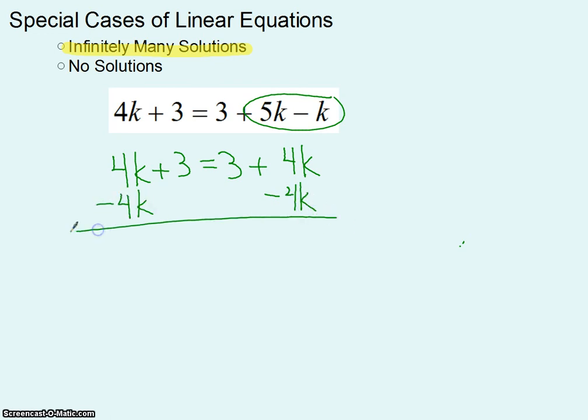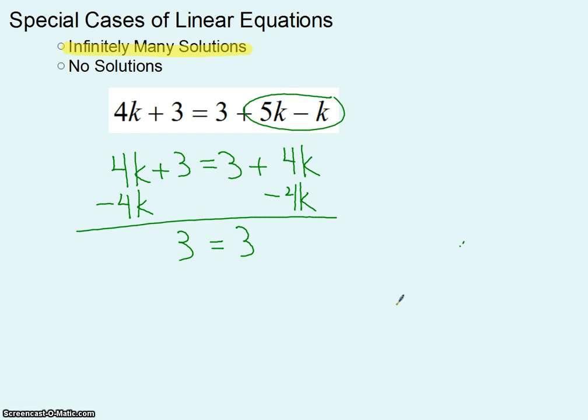We simplify things, and of course our 4k's go away, and we're just left with a 3 on this side. Over on this side, 4k minus 4k also goes away, and we're just left with a 3 on each side. Well, we came down to the helpful fact that 3 equals 3. What's going on with that? That's nice to know, but it doesn't make any sense to us.